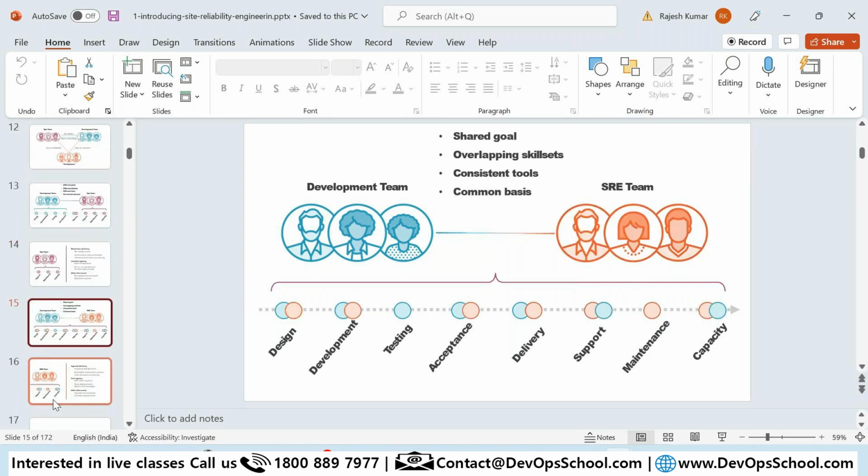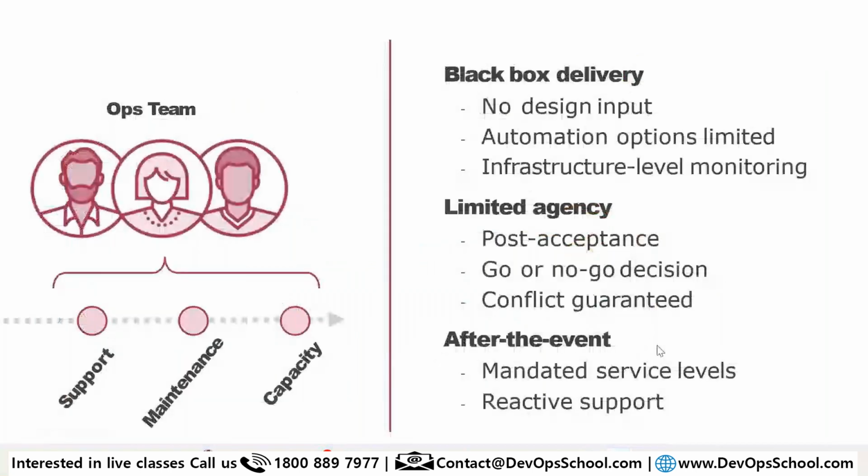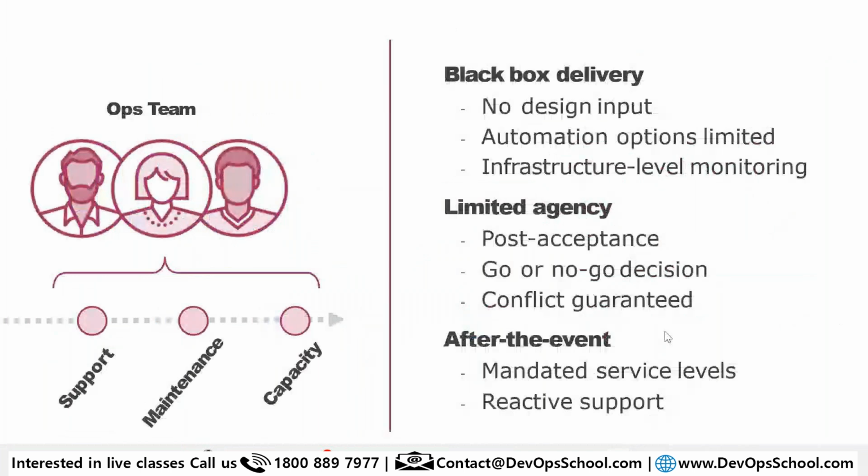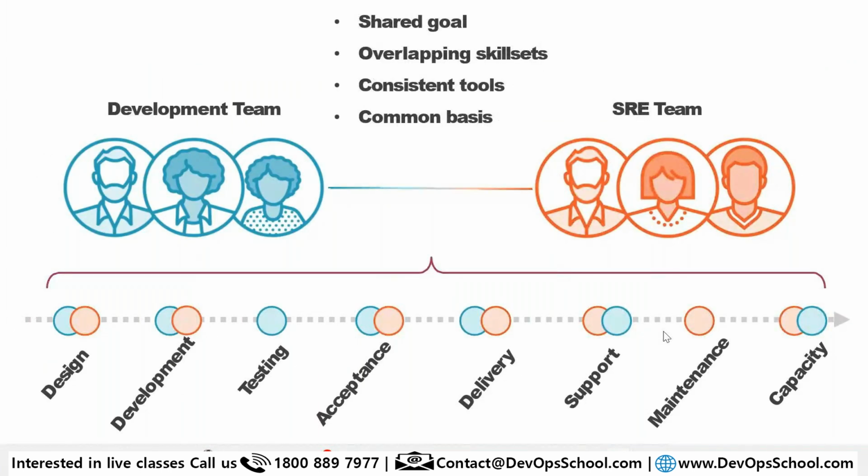That is where Google comes in and says, hey, let's do one thing. Let's ask the development team and the SRE team to work together. See here, there's a very tiny difference between SRE and operations. Look at this: this is the ops team, and this is the SRE team. So what is the difference? What Google is suggesting is, when you start new development and design activities, involve the SRE team, meaning involve the ops team.